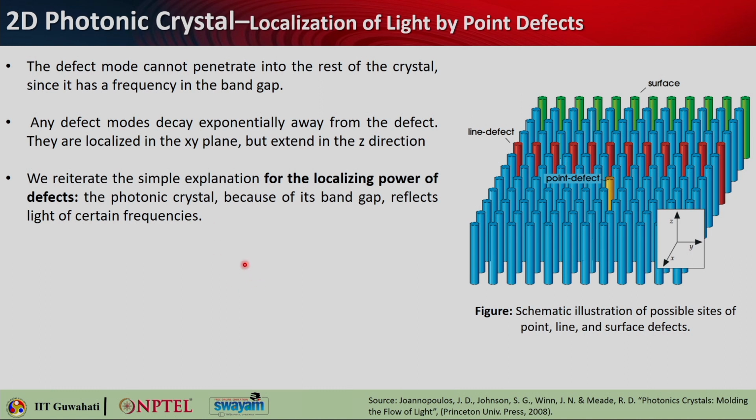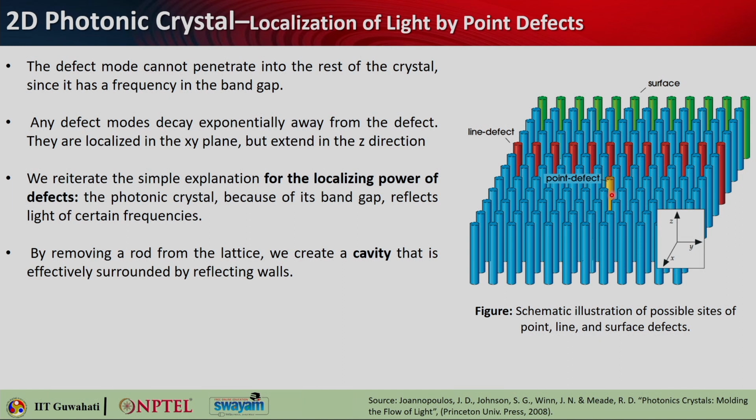Okay. So, we reiterate the simple explanation for the localizing power of the defects. The photonic crystal, because of the band gap, can reflect light of certain frequencies, and if you use a point defect, you are able to localize power at a particular point inside the photonic crystal. If you remove this rod from the lattice, you are able to create a cavity, and this cavity is now surrounded by reflecting walls, because the frequency of the mode that you want to be stored here is not allowed to enter this crystal. So, it is like a reflecting wall all around.